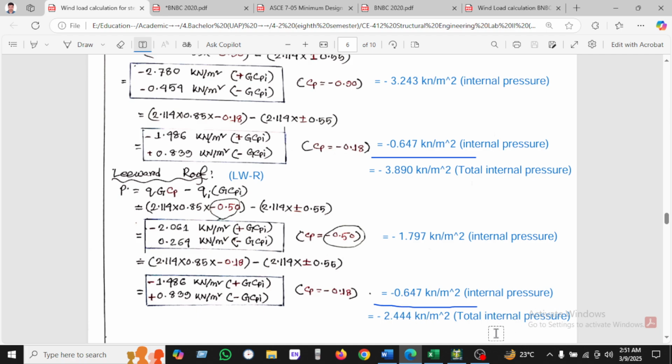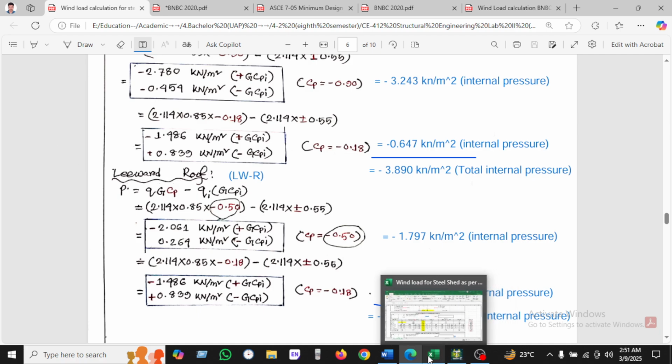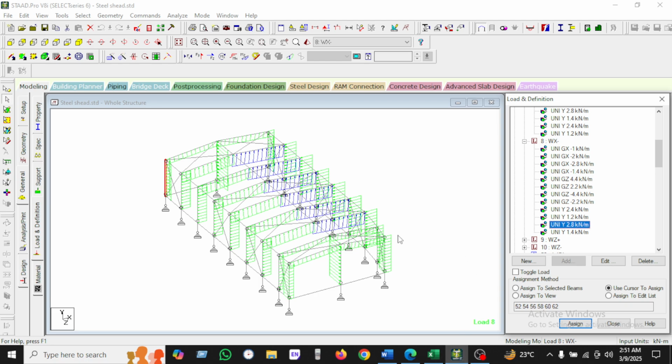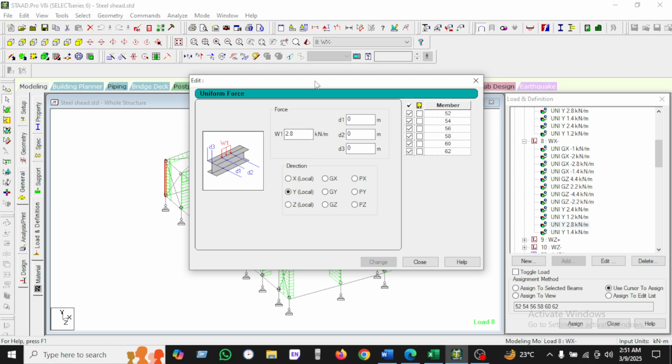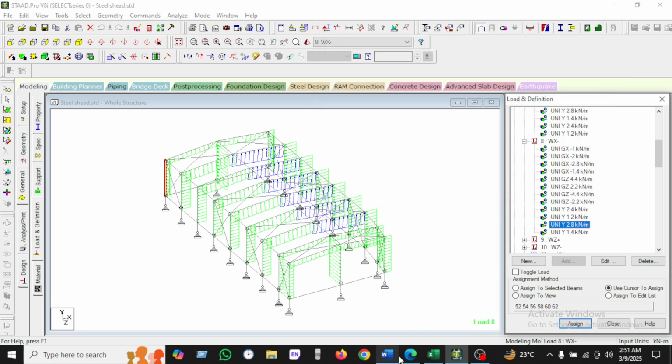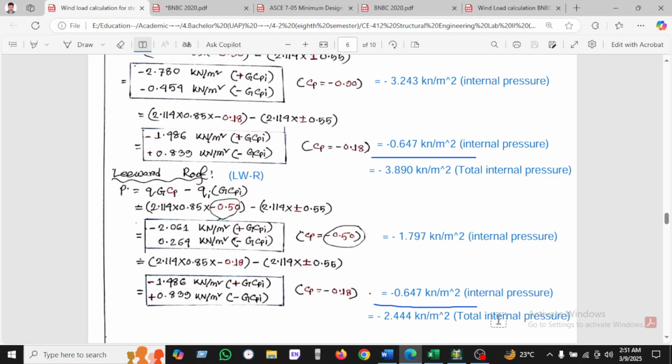This is the total internal pressure, so it will be used for the leeward roof. So 0.244, and we just multiply with the bay distance. Then we will use this value here. We'll just use this value as per cubic feet. Okay, so we're just using cubic feet here.